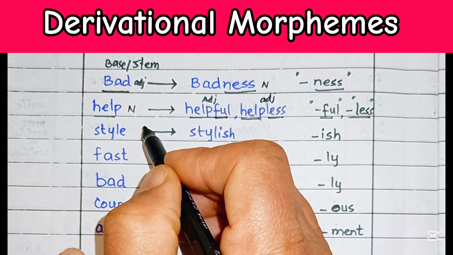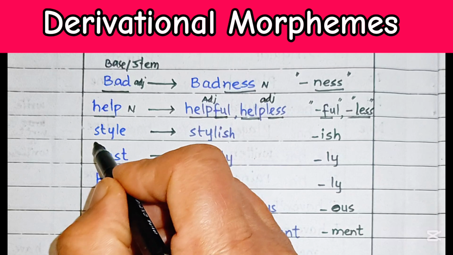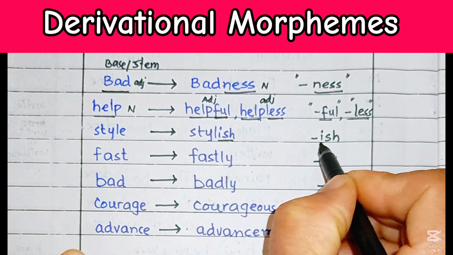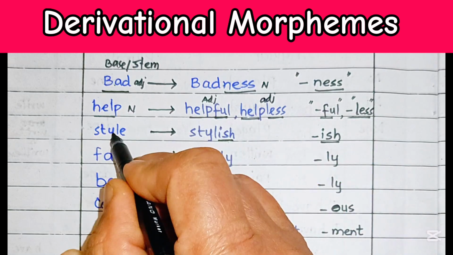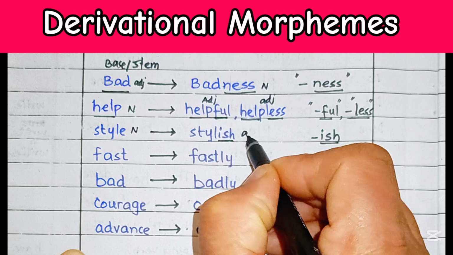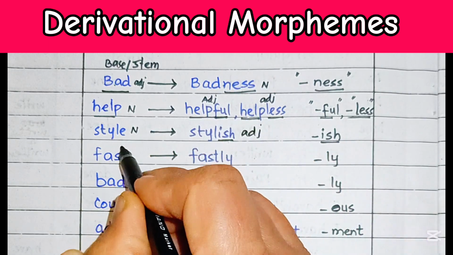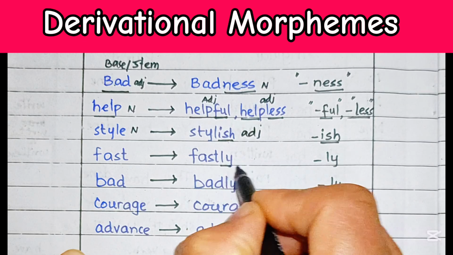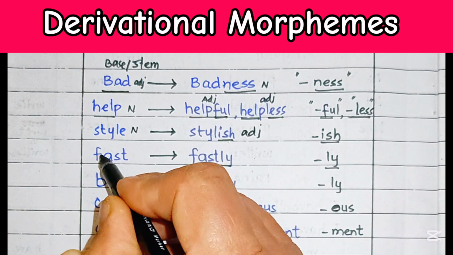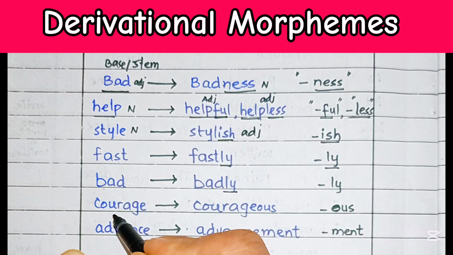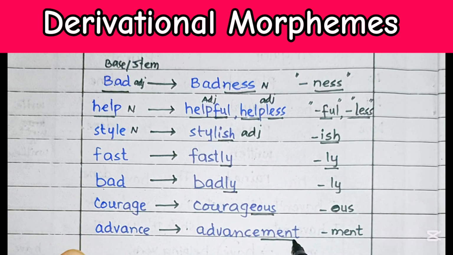Same goes for so many other examples. Style becomes stylish by just adding ish at the end of this noun style. So this was a noun, but now it is an adjective. Fast becomes fastly by adding ly at the end. Bad becomes badly. Courage becomes courageous. Advance becomes advancement.